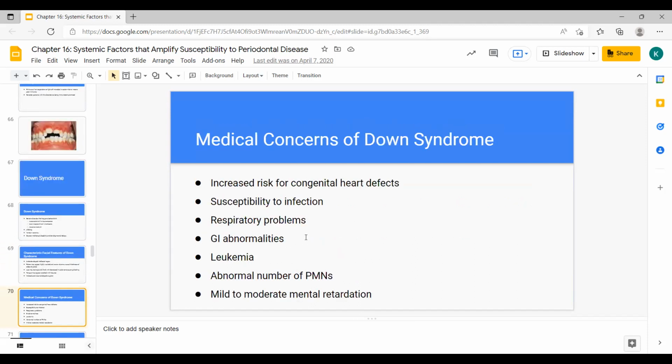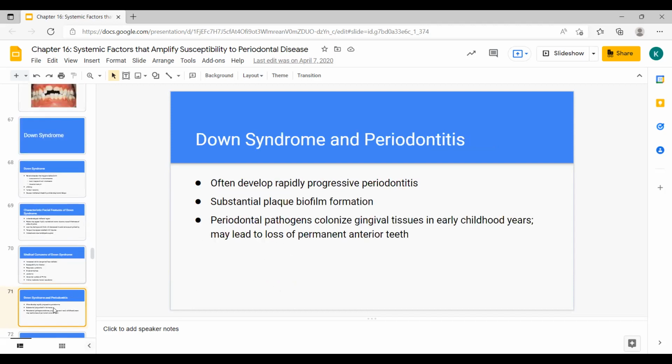Typically, these patients are going to have an increased risk for congenital heart defects, so we want to know if they have any congenital heart defects or need premedication. We're going to see abnormal numbers of PMNs, higher susceptibility to leukemia, GI abnormalities, respiratory problems. Often develop rapidly progressive periodontitis, substantial plaque biofilm formation due to poor home care.